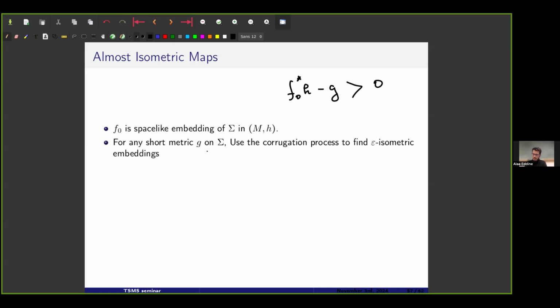It's a cheap condition here because we care about metrics up to conformal factor. We are on a compact surface, so any metric we can rescale to be short with respect to the induced metric. Now we will use the corrugation process to find an epsilon isometric embedding. An epsilon isometric embedding is an embedding such that the induced metric is C0 close to the metric that you want. Remember, this is what we did for curves: we found an embedding with speed almost equal to r. We can do this for metrics also.